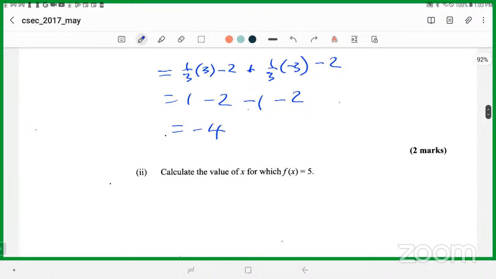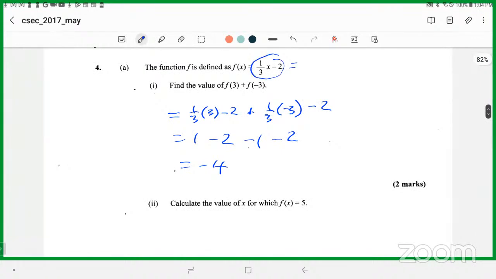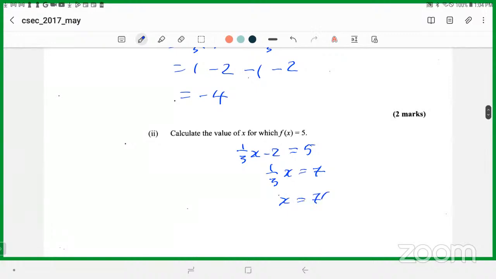This part. Calculate the value of x for which f of x is equal to 5. If f of x is equal to 5, it means that we're putting this thing equals 5 to solve. All right. So we're going to put a third x minus 2, that's f of x, which equals 5, and solve to find the x value. Transpose this 2, it becomes plus 2. So we're going to get a third x equals 7. 5 and 2 is 7. I want to multiply by the 3. So x equals 7 times 3, which is 21. x equals 21. Easy question.